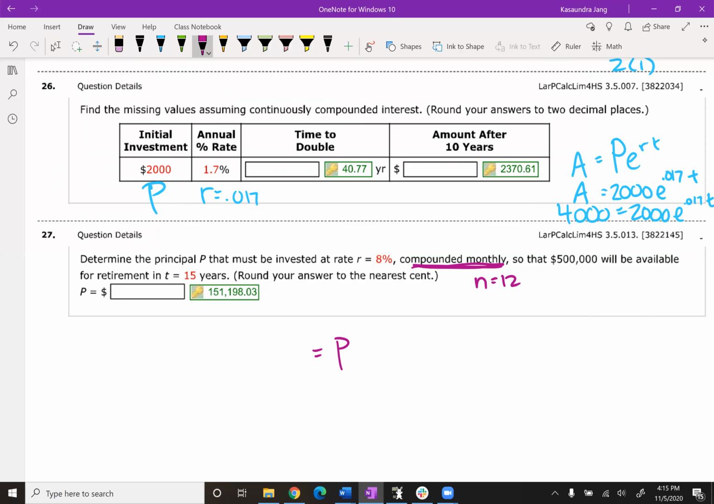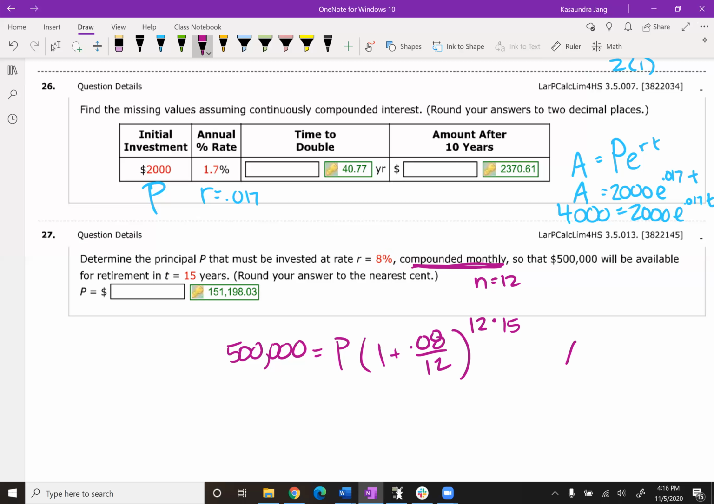I do know that I want to end up with the 500,000. I don't know what I start with. I know what I'm ending up with. And then I've got 1 plus my interest rate, not just an 8, but a 0.08. All right, 0.08 over the N, so over the 12, raised to the NT. N is still a 12, and T is my time. We were talking about 15 years here.